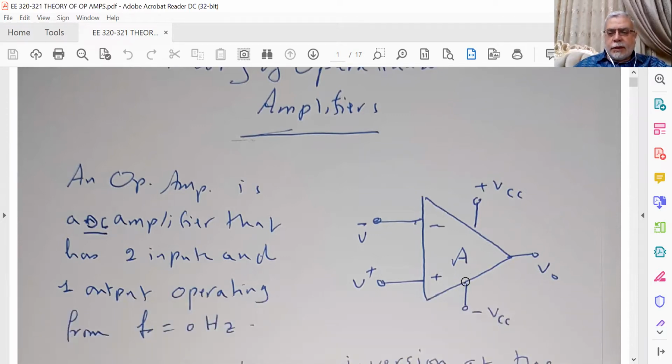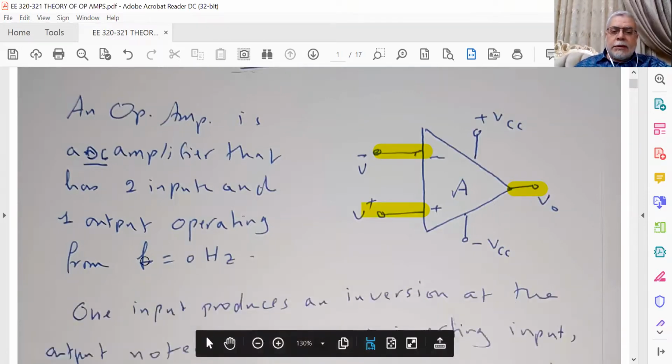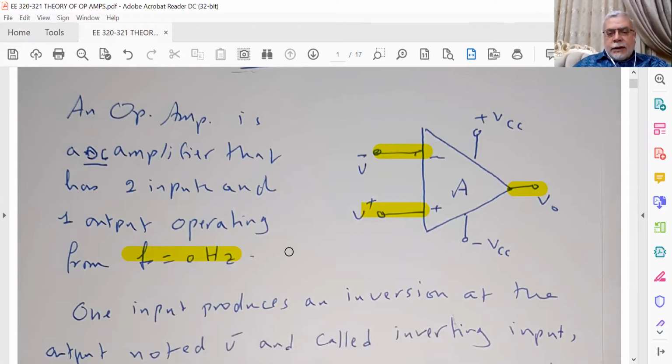This is the circuit model of an operational amplifier symbol. An operational amplifier is a DC amplifier that has two inputs and one output. DC amplifier means that it operates from frequency equal 0. طبعا the upper frequency is limited by a certain cutoff frequency. هذه الفريكونسي راح ندرسها في وقت لاحق to represent what we called a limitation of the operational amplifier.